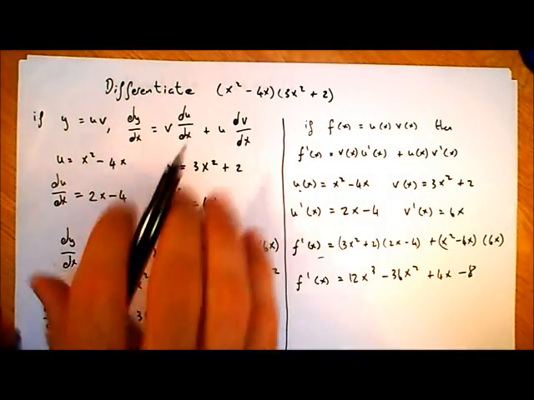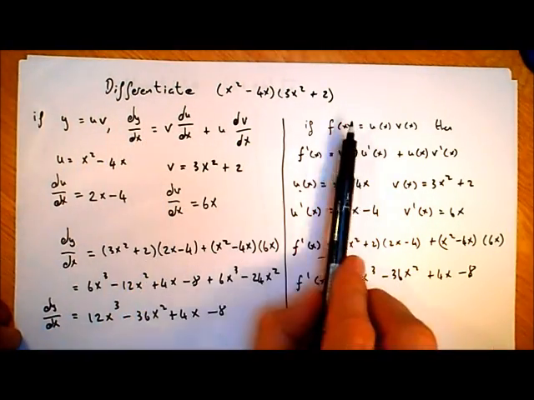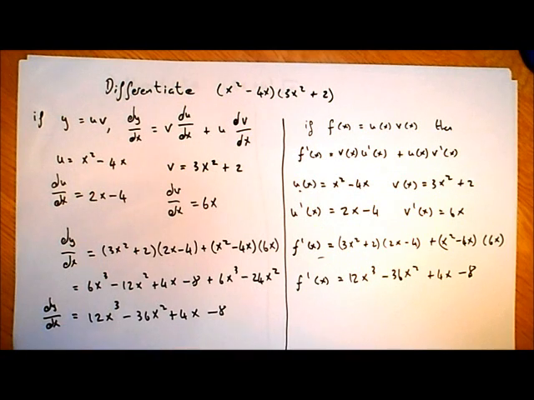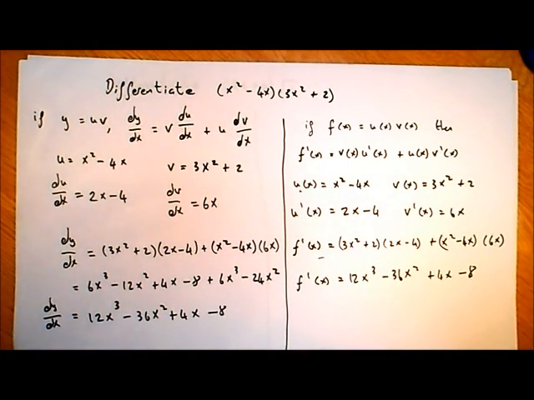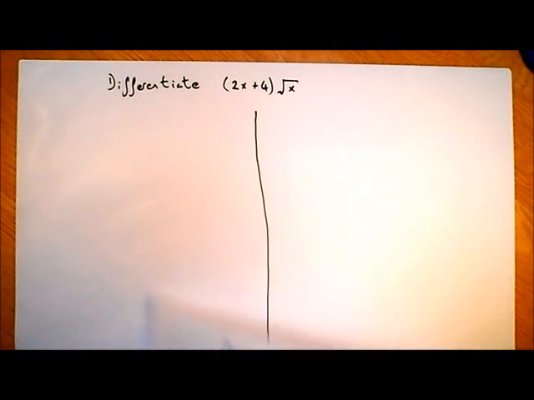So there's two methods, the dy over dx method and the f dash x method. You can choose which one you like. I prefer the f dash x or the f of x method. I just think it's a nicer way to write it, but it doesn't matter which method you use. So let's have a look at another question where we've got to use the product rule.